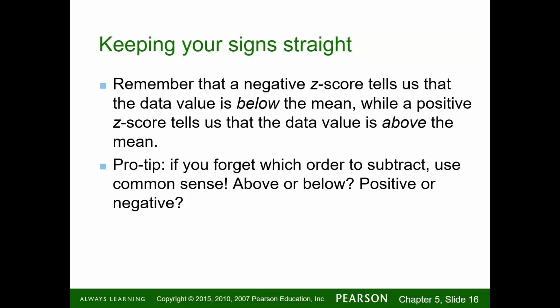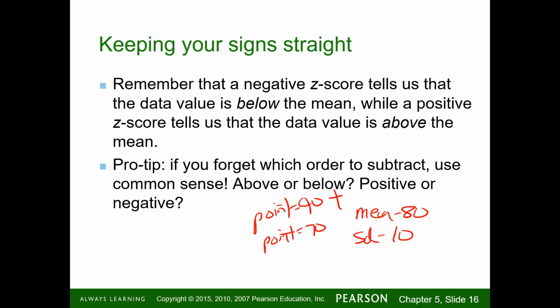So remember, a negative z-score tells us the data is below the mean, while a positive z-score tells us it's above the mean. So if you forget which order to subtract, use common sense: above or below, positive or negative. Like if my mean is 80, and my standard deviation is 10, and my point is at 90, it should be positive, right? It's above the mean. That's positive. And my point at 70, that's below the mean, so I should get a negative z-score. So remember it like that, and you should be good.